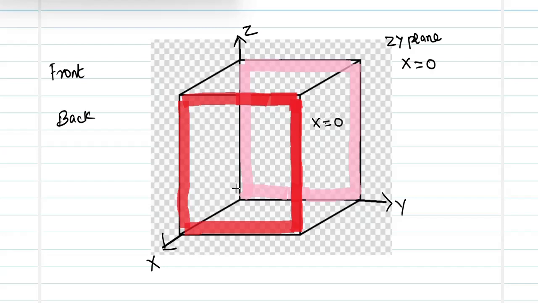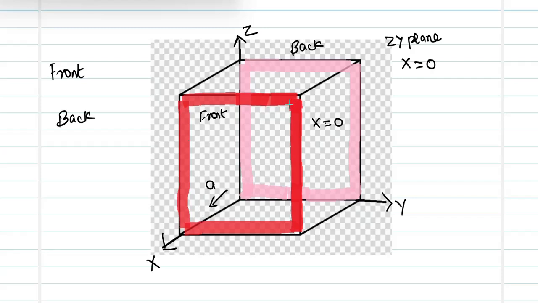Now, when I move a units in the direction of x from the back wall to the front, this will be my back, and if I move to the front, how many units have I moved? I have moved a units to the front.